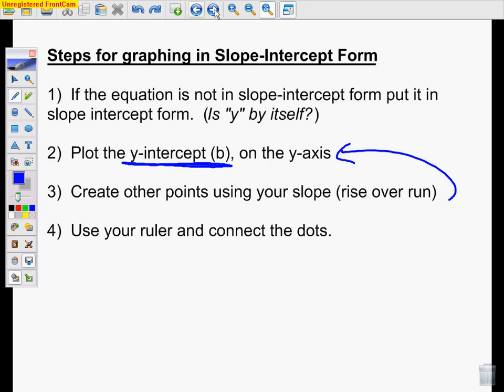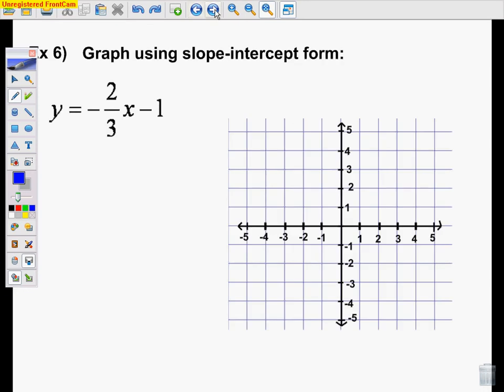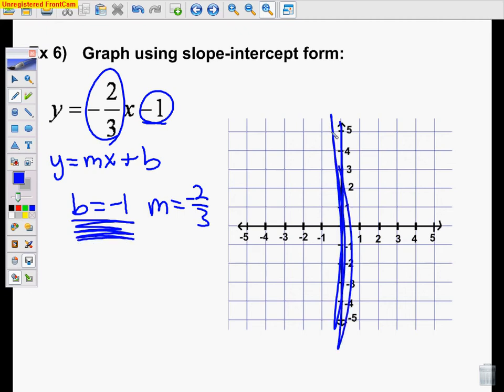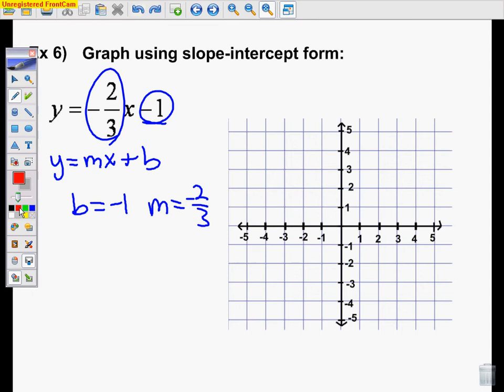So the next step, if we go back to our steps, was to plot the y-intercept on the y-axis. Well, what's the y-intercept? Well, y equals mx plus b. We can see that the y-intercept in this problem is negative 1. We see that the slope is negative 2/3. So, once again, the second step was plot the y-intercept on the y-axis. Okay? So, let's do that. Y-intercept is negative 1. So, here's negative 1 on the y-axis.